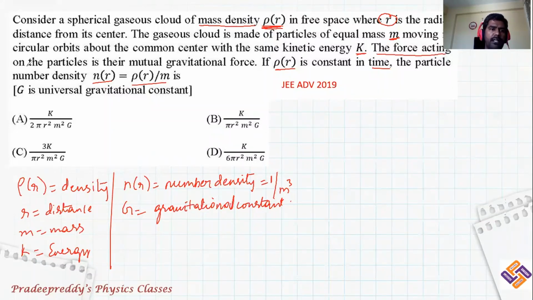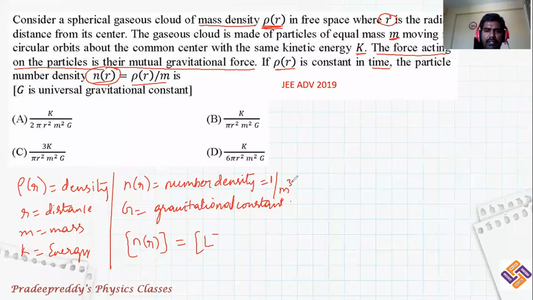The force acting on the particle is their mutual gravitational force, and these are the values given to you. The particle number density n of R is equal to rho of R divided by m. So here you should find out n of R. Number density is equal to what? As we know, number density has dimensions of 1 over length cubed, since m is length and length power 3 is in the denominator, so it becomes minus 3. N of R has dimensions L power minus 3.